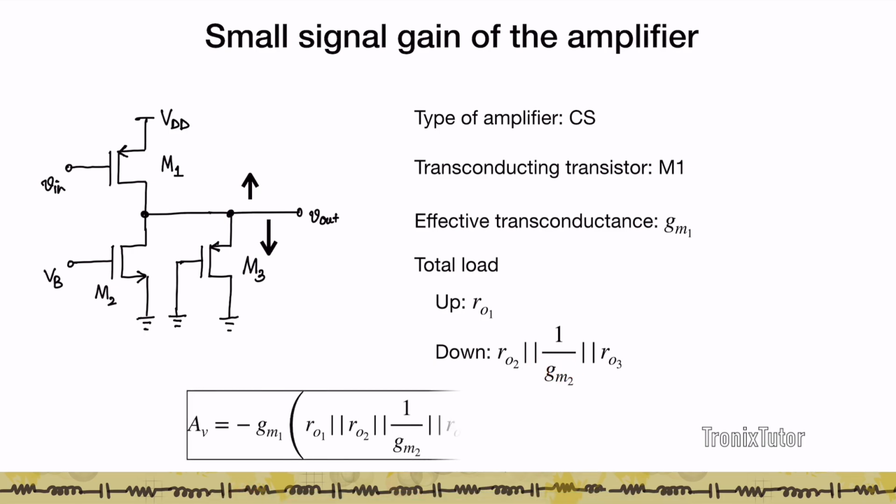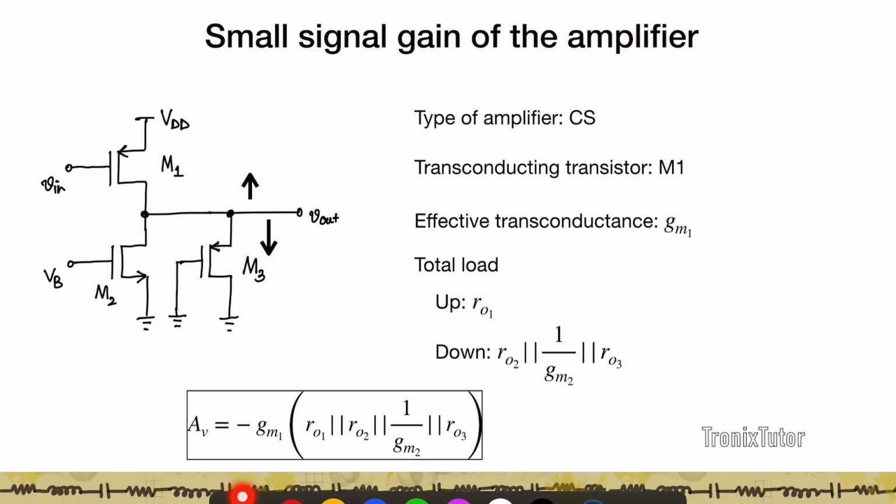And so if I calculate the gain of this circuit, it's going to be minus GM1. Remember, it's a common source amplifier. So it's minus GM1 into RO1 parallel RO2 parallel RO3 parallel 1 by GM3.